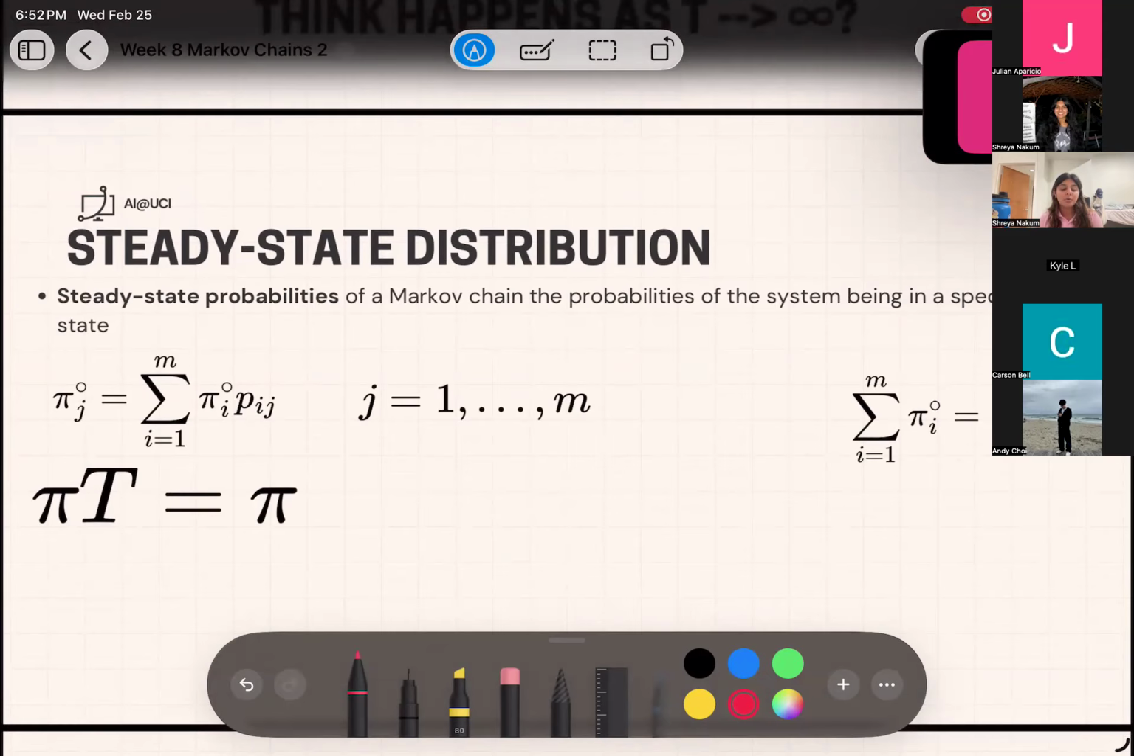Steady state probabilities of a Markov chain are the probabilities of the system being in a specific state. This does not happen to all Markov chains. It only happens to a certain kind. I forget which certain kind it is, but I think it's ones that don't have absorbing states, where you can't go to one state and then stay there forever with a probability of one. Those are the only ones that don't have steady state distributions.